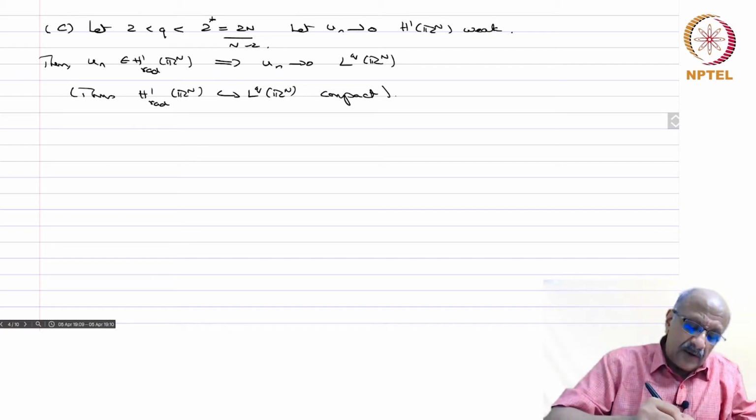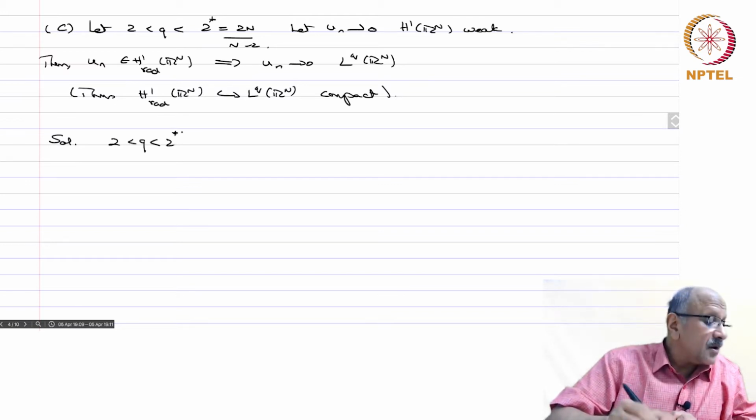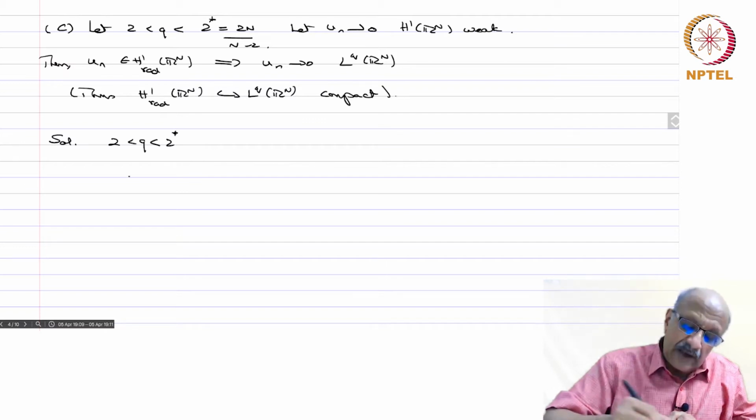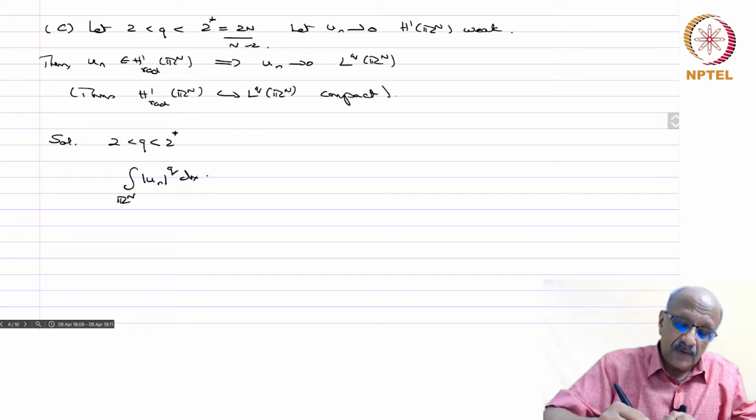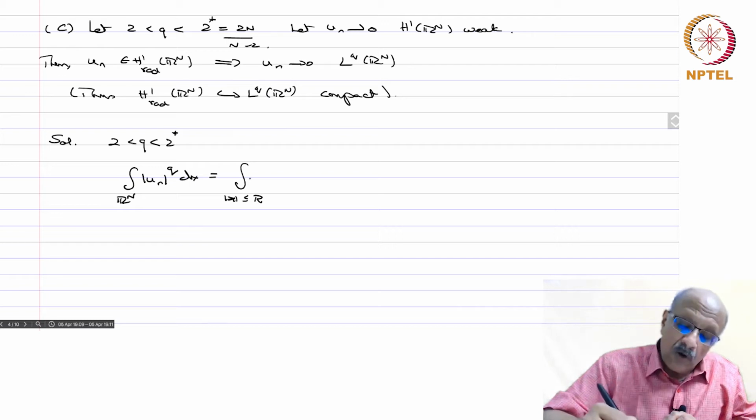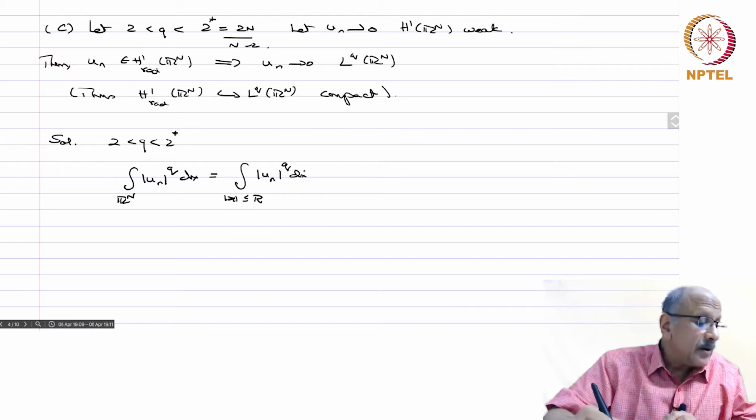So let us take a solution, with 2 less than q less than 2 star. Okay, so you take the integral over Rn of |un|^q dx. That is equal to the integral over |x| less than or equal to some r, which we will choose, of |un|^q dx, plus the integral over |x| greater than r of |un|^q dx.